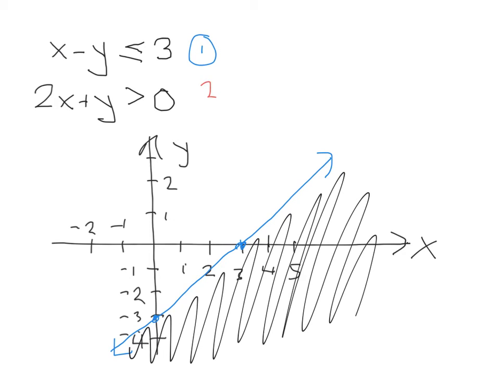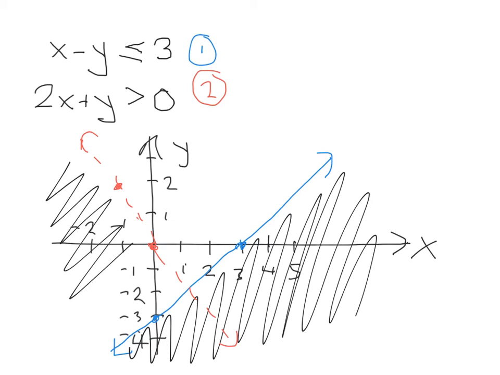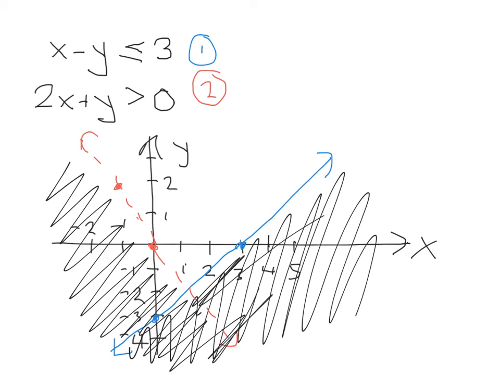For inequality 2, let's do this one in red. We had an x and y-intercept at 0, 0. We had a second point at minus 1, 2. We wanted to use a dashed line to represent this strict inequality. And we wanted to keep everything above the line again and get rid of everything below the line. So when we combine these 2 inequalities, what we end up with is a feasible set that's a little bit smaller. Just this triangle region up here ends up being our feasible set.